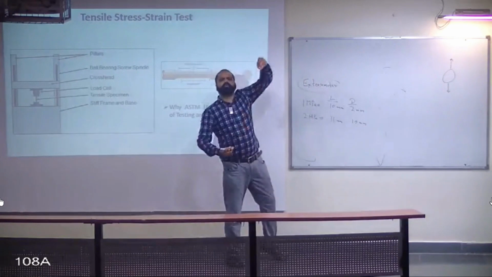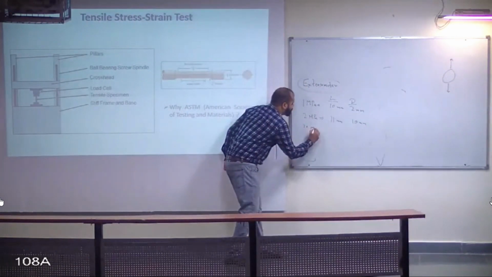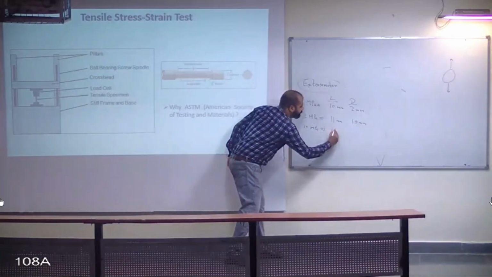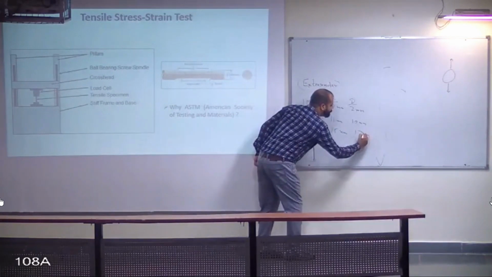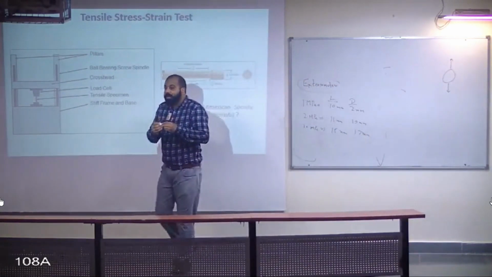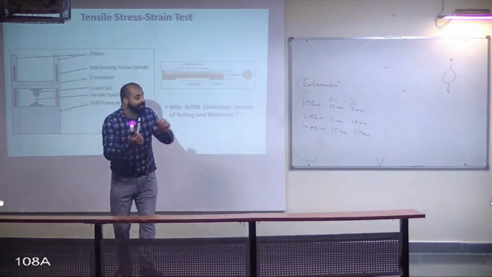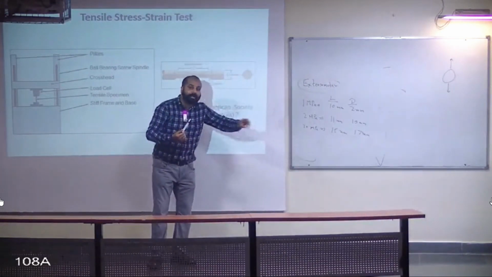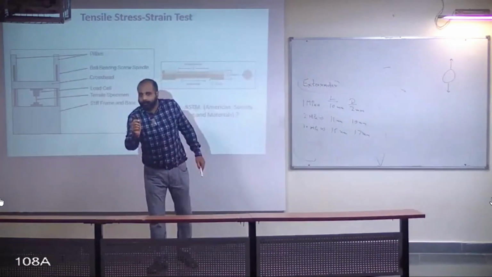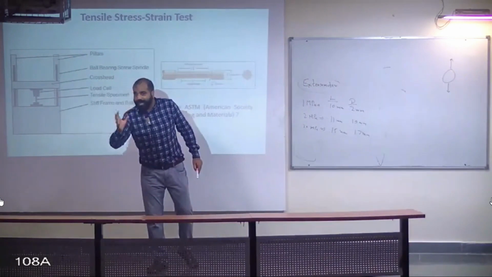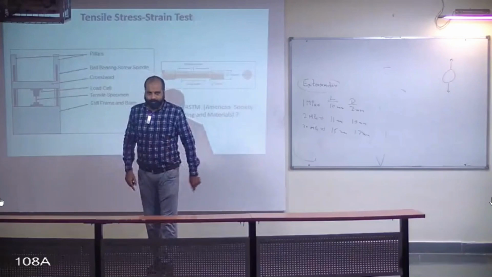I applied more force. मैंने और ताकत लगाई. Suppose you can say 20 megapascal. Then my length became 15 mm and my diameter became 1.7 mm. So you have to monitor the change in the dimension of your sample at every instant. And how to do that? With the help of extensometer. It will keep track of how the dimension is changing with respect to your applied force.